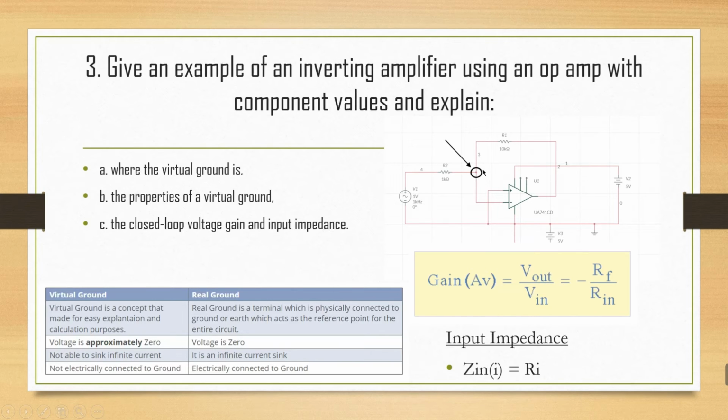So we need to multiply. So 1 kilo ohm over 10 kilo ohm. So you get 0.1. So the input impedance is Z in equal to R in. Easy. Okay, the next question.